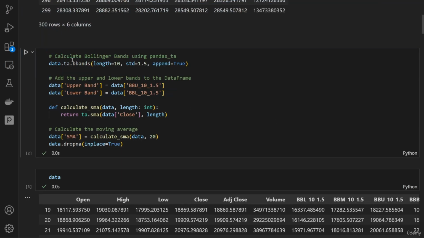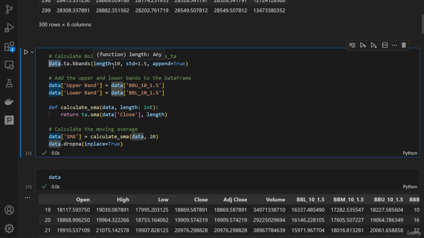Now we can compute the Bollinger Bands using the technical analysis bbands function. The length is equal to 10 for now, and the standard deviation is equal to 1.5 because I'm not looking to be very selective in this case. So instead of 2 by default, I'm using a 1.5 standard deviation. Append is equal to true is to append the results of the Bollinger Bands function to the data frame.